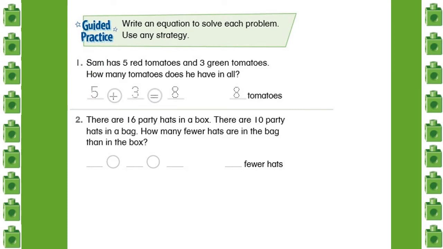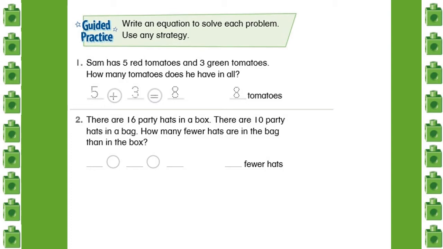So now we are on page 38 of the big book. And it says at the top, write an equation to solve each problem. Use any strategy. That's what I love about this. You can use any strategy you want. Number 1, Sam has 5 red tomatoes and 3 green tomatoes. How many tomatoes does he have in all?